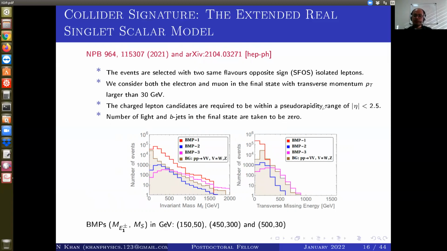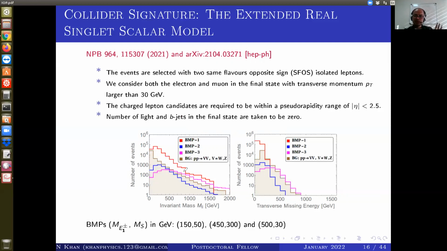Okay, lepton pseudorapidity is less than 2.5, and in the final state we consider b-jet veto and light jet veto. Actually, this condition reduces all the other backgrounds like pp to tt̄, Drell-Yan process, and pp to jj. Those processes are reduced by this cut. In the final state we consider two same-flavor, opposite-sign isolated leptons. So that we have considered.